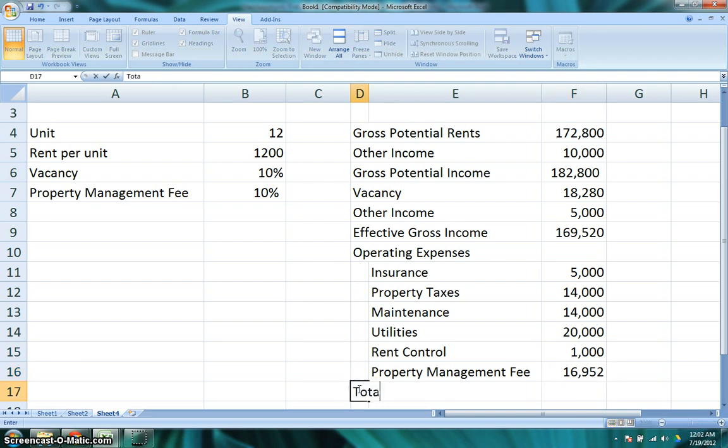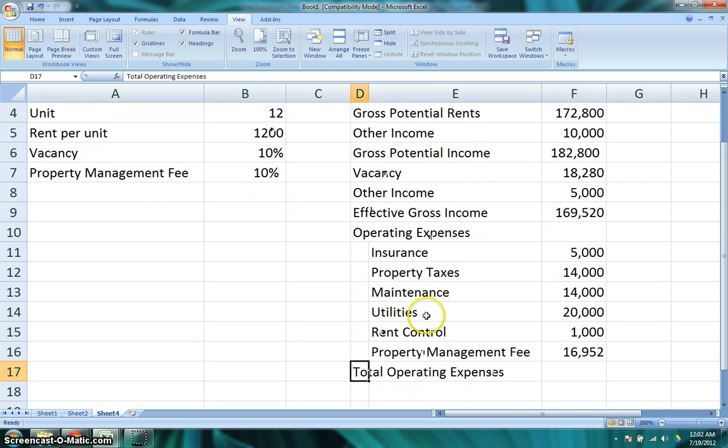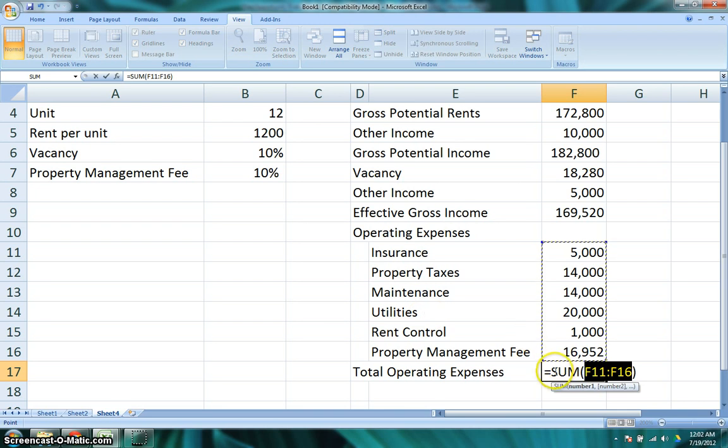So then we'll get our total operating expenses, and that is the summation of all of our operating expenses. So we're right here, I'm using the sum formula in Excel and adding all these up.